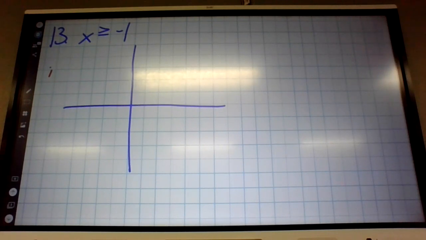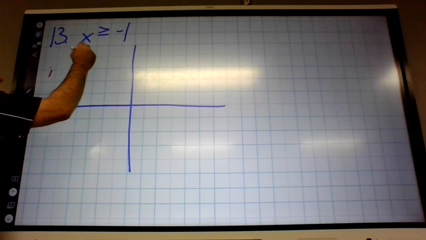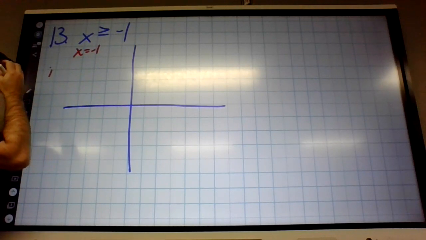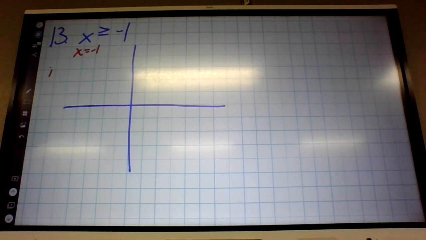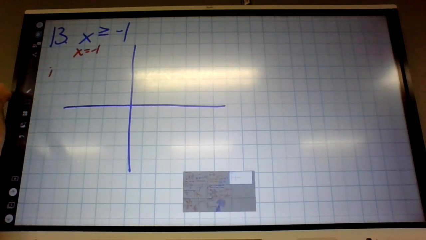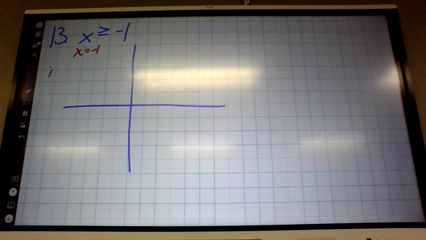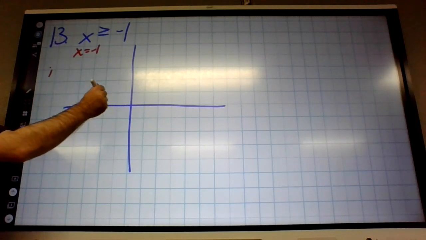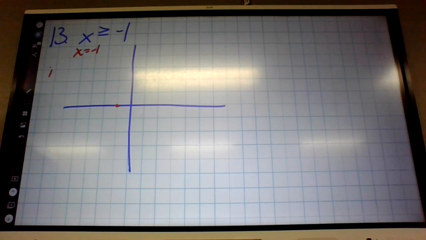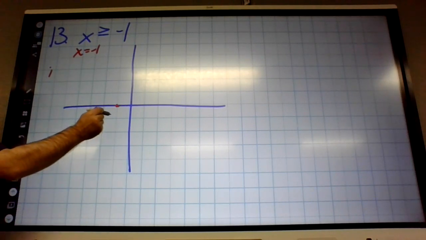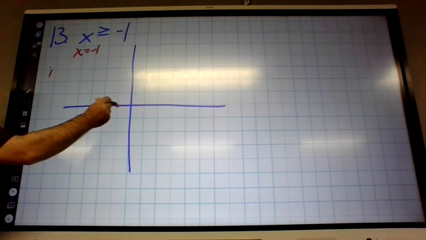What's the line x equals negative 1 look like? On the graph? Well, let's just start with this. What's the line x equals negative 1 look like? Dot at negative 1, 0. Okay, it's not just a dot. A solid line going up and down. Yeah. This is negative 1, 0.